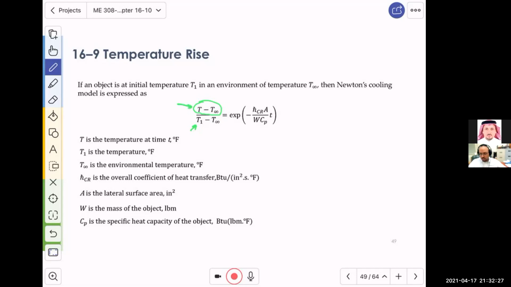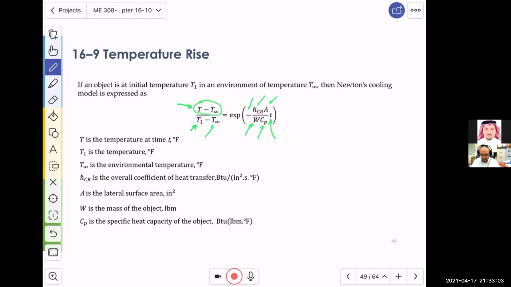T is the temperature at a time t. T1 is the temperature of the part, and T infinity is the ambient temperature, which is equal to the exponent of minus h CR. Do you remember h CR? We talked about it in bearing chapter 12. And then we have the area multiplied by W, which is the weight, the mass in pound mass, I mean. And then we have Cp multiplied by t.